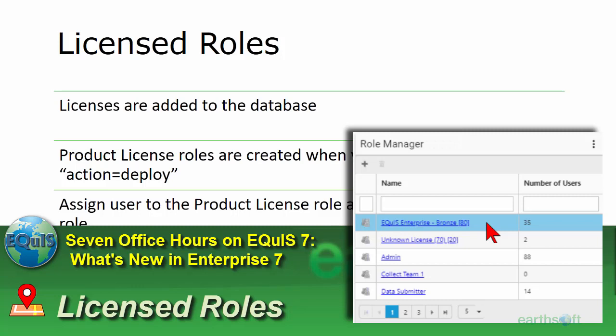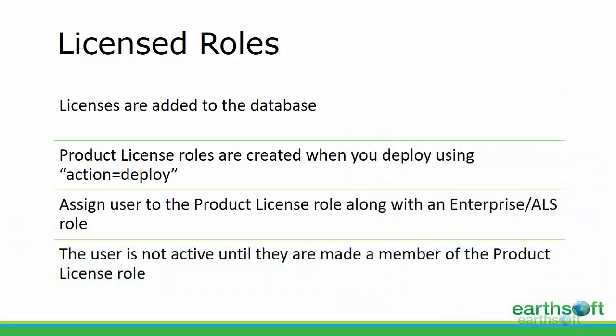Moving along to licensed roles. In Enterprise 7, licenses are added to the database. The product license roles are then created when you deploy using action equals deploy at the end of your URL. You then assign a user to the product license role along with an enterprise role. The user is not active until they are made a member of the product license role.